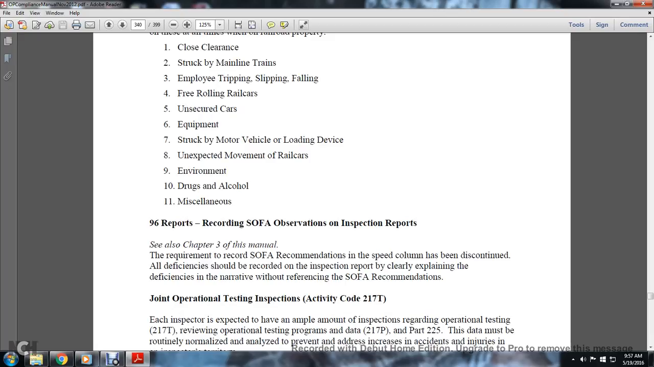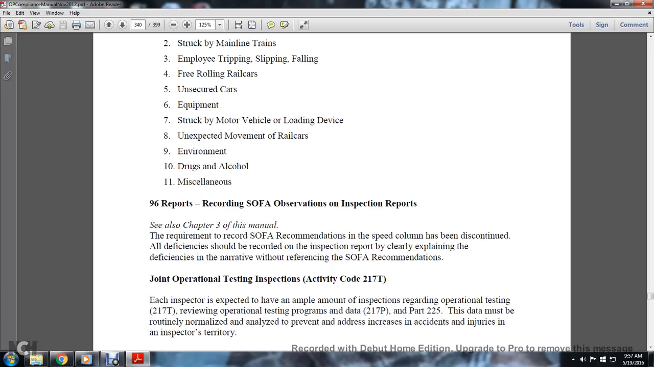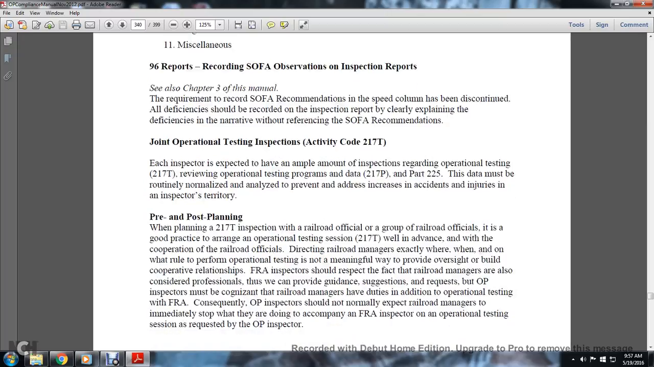Recording of SOFA operations on inspection reports. See also Chapter 3 of this manual. The requirement to record the SOFA recommendations in the speed column has been discontinued. All deficiencies should be recorded on the inspection report, clearly explaining the deficiencies in the narrative without the SOFA recommendations.